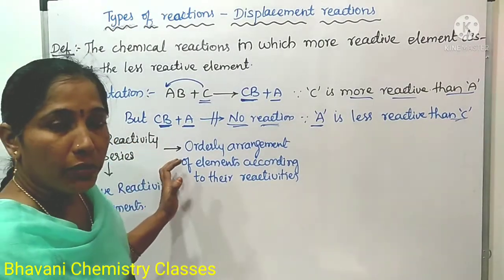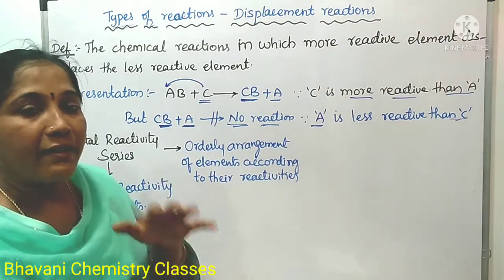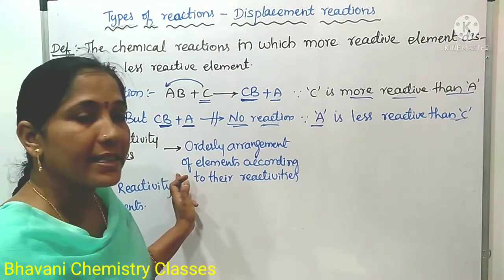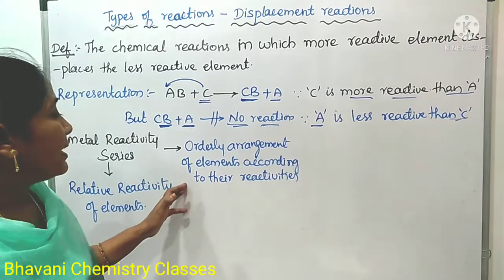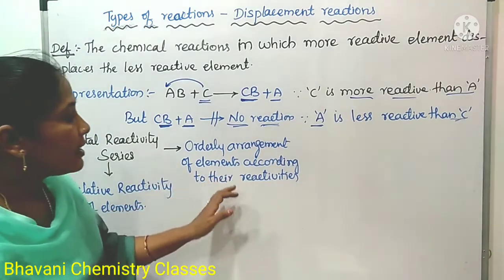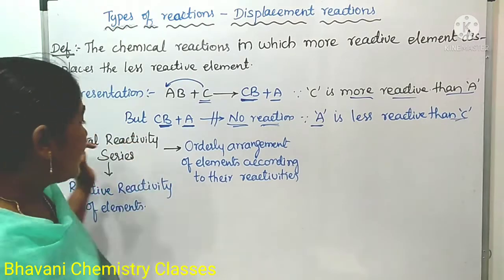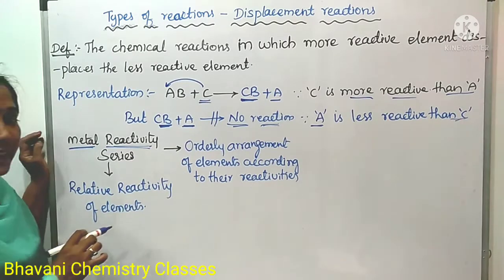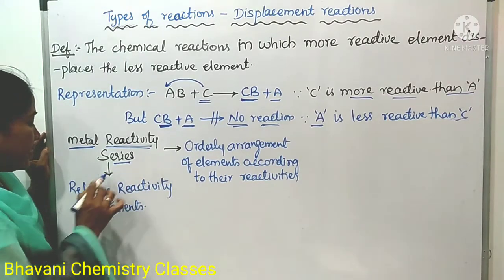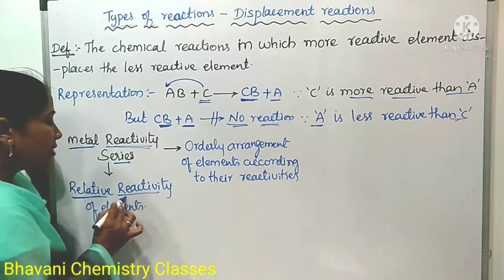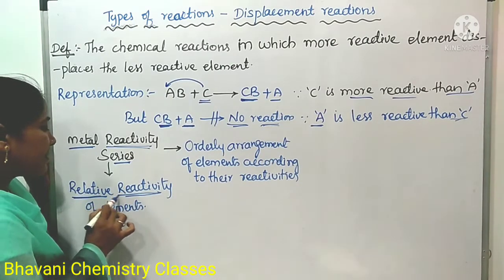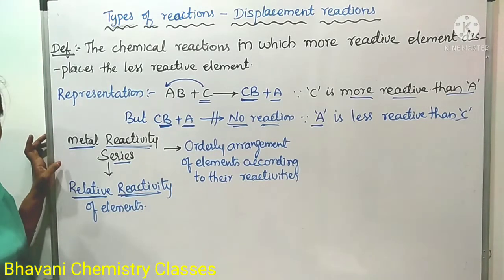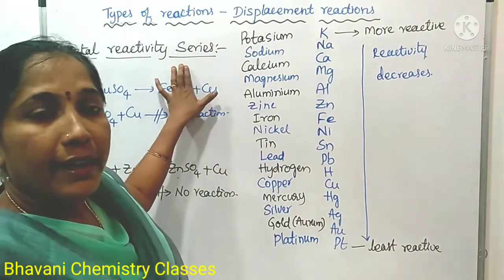But how do we know which element is more reactive and which is less reactive? For that, an orderly arrangement of elements was made. That arrangement of elements according to their reactivities is known as the metal reactivity series. In this, only the metals are arranged in their order of reactivity. So with this order, we get the relative reactivity of the elements. Now let us know about the metal reactivity series.